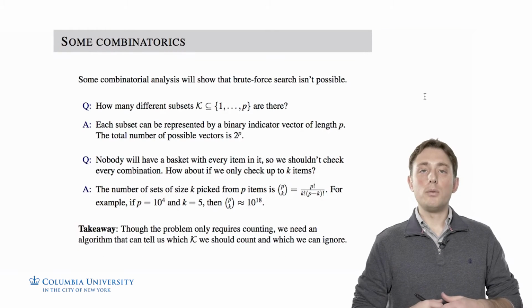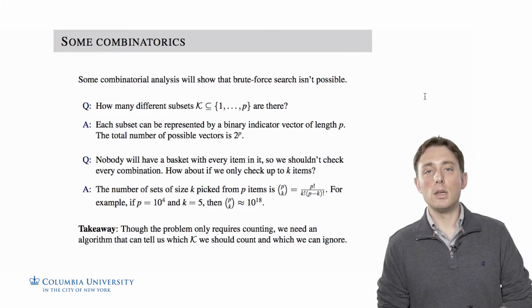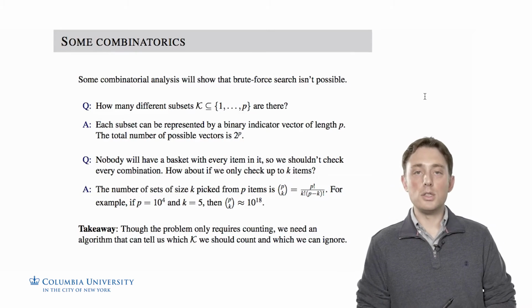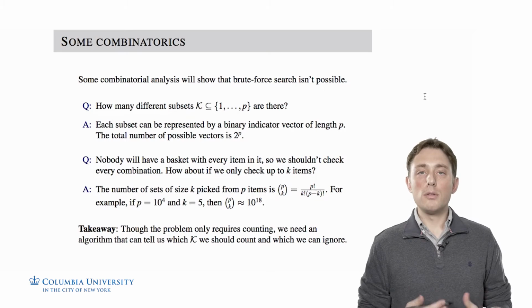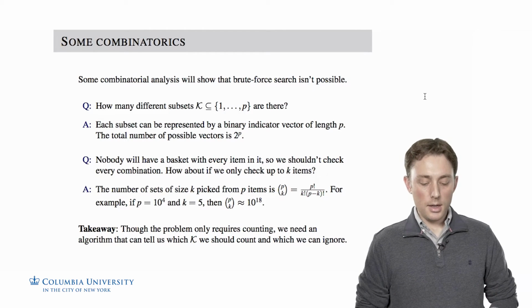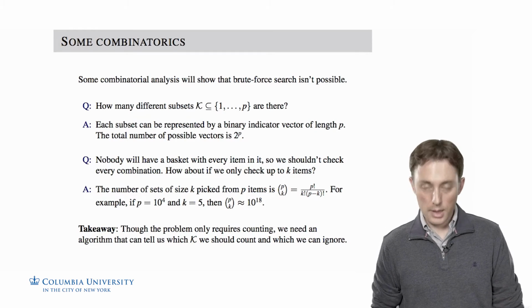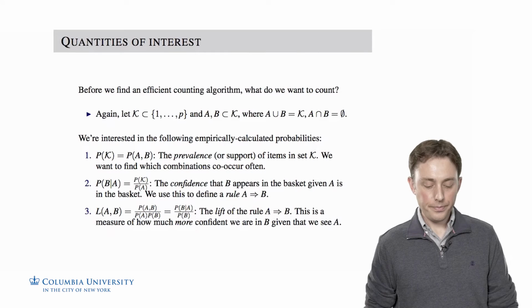The problem is that we can't do a brute force search over all of the subsets to actually count the number of times that these subsets occur with each other. And so we need some sort of an algorithm in order to help us do an efficient counting. We can't do a brute force search, so we need some sort of a clever approach to handling this counting problem.